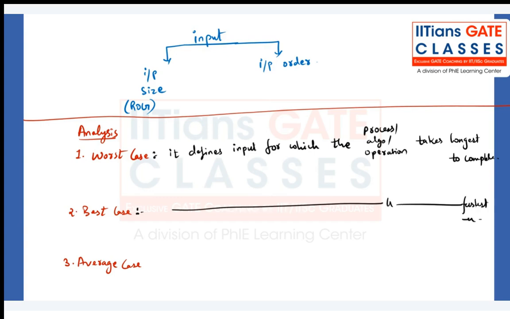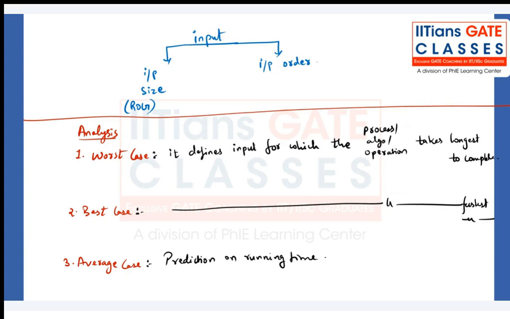Fastest to complete. Best case will define an input for which the algorithm will take the least time to complete. And average case basically gives us a prediction on the running time of the algorithm. And how does it give us a prediction? It assumes a random input. That way, it gives us a prediction on running time. Now, when we combine all this, we get closer to complexity.